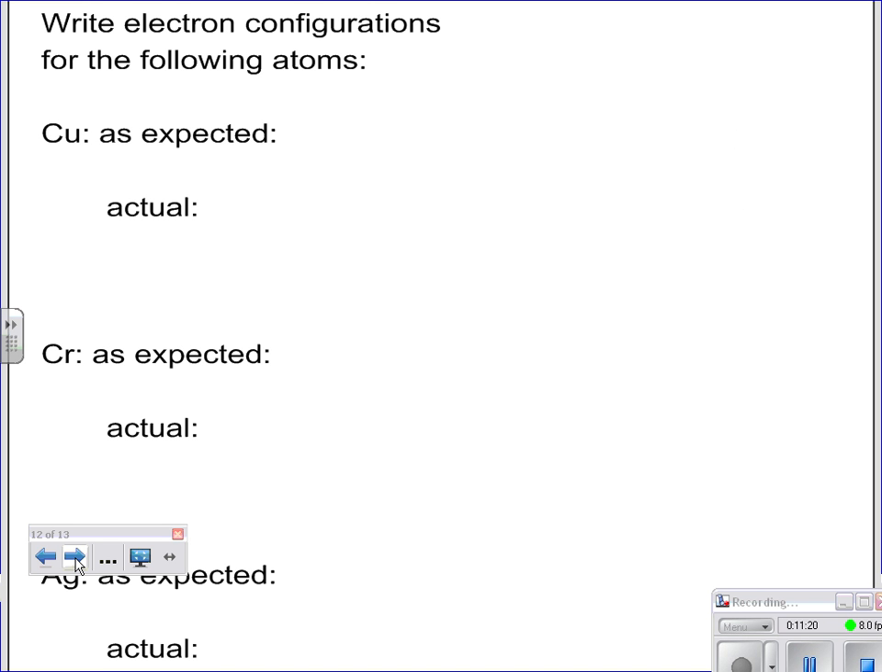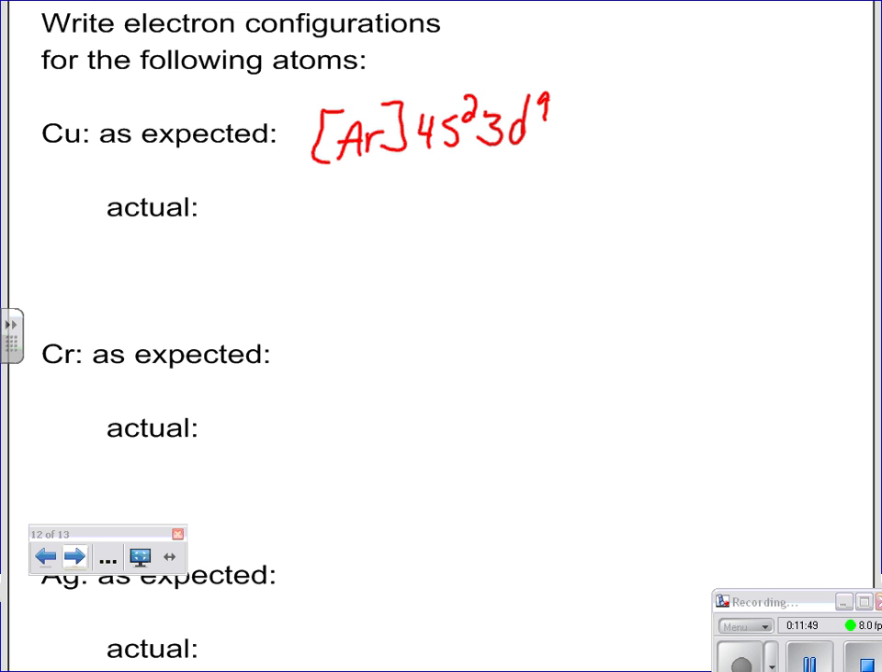So when we go through these 3 examples, what we would expect from copper is argon, and then we go down to the 4s, so it's 4s2, 3d, and copper's all the way over to 9. So that's what you would expect. Everybody agree? Yep. Okay, so the actual, though, is that that's not really all that stable.